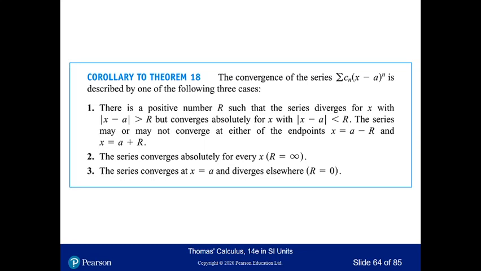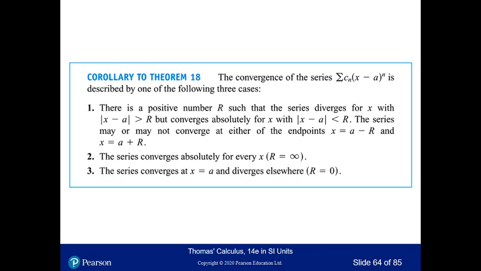You can find a positive number r such that the series is going to diverge for x outside of the interval, absolute value of x minus a greater than r. So this forms an interval, right, as we saw in the previous picture. But it's going to converge absolutely for the absolute value of x minus a less than r. The series may or may not converge at either endpoint.